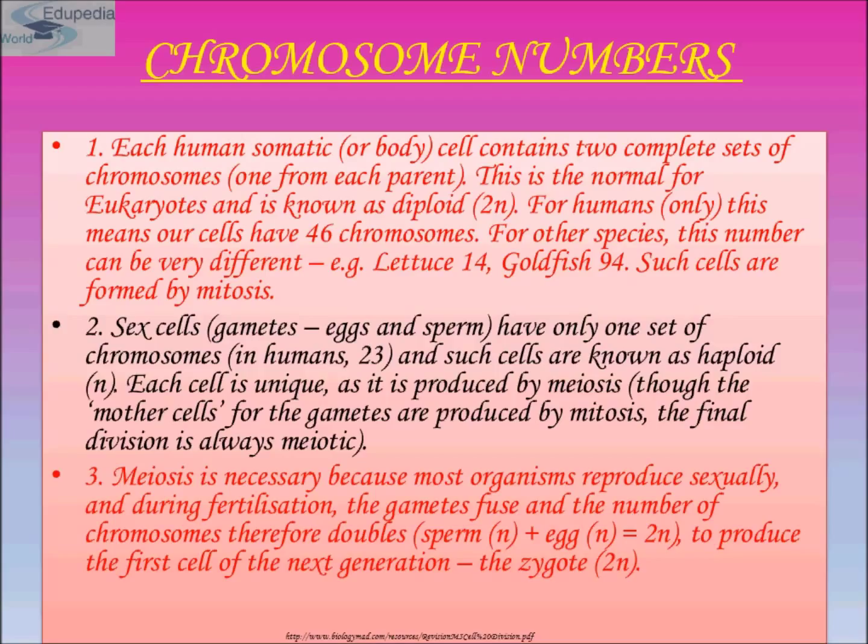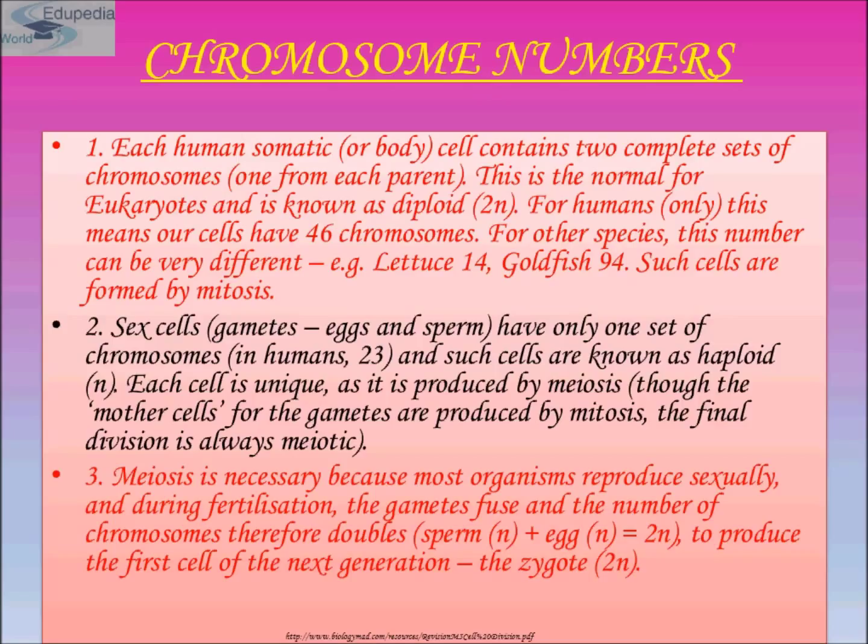Each human somatic cell, okay, we are not talking about the germ cell, we are talking about the somatic cell, means body cell. They contain 2 complete sets of chromosomes. This is normal for eukaryotes and is known as diploid. For humans, this means our cells have 46 chromosomes. For other species, this number can be very different, such as 94 in goldfish and 14 in lettuce.